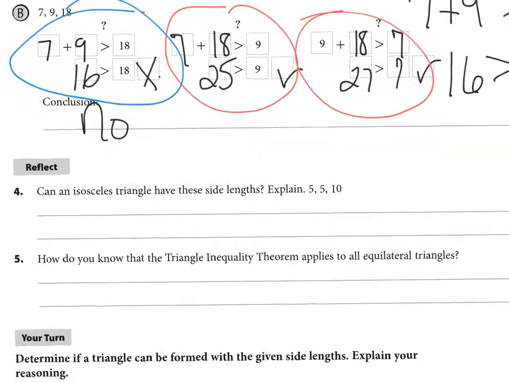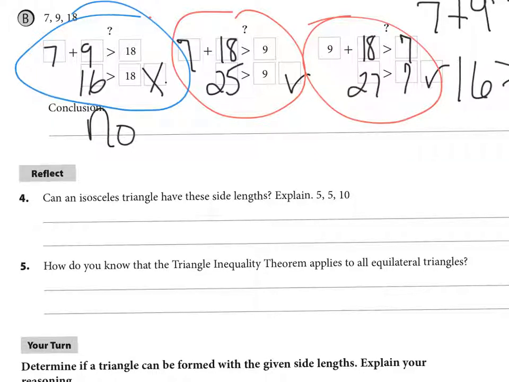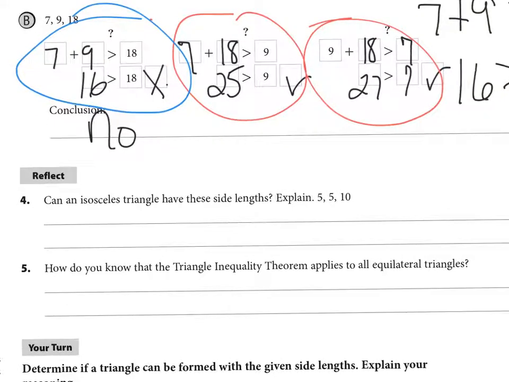So let's look at 4 right here. Can an isosceles triangle have these side lengths? And the answer is no. Okay, it's not greater than or equal to, it's greater than. And 5 plus 5 is not greater than 10. So that does not work. And that's all there is to these things. So let's go to the next page.